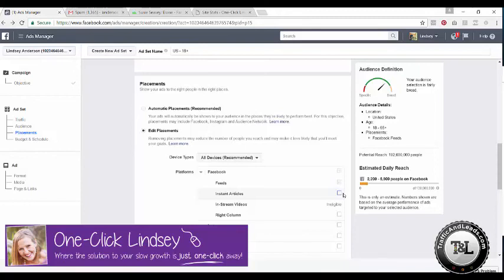So that is the hint for today. Please, when you're running Facebook ads, make sure you modify placements. Don't waste your money on audience network.